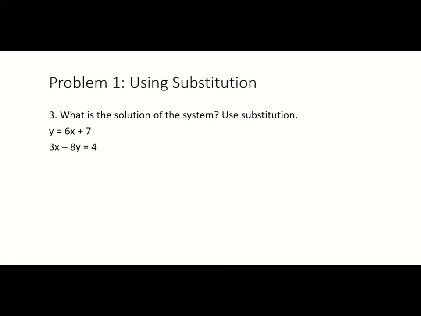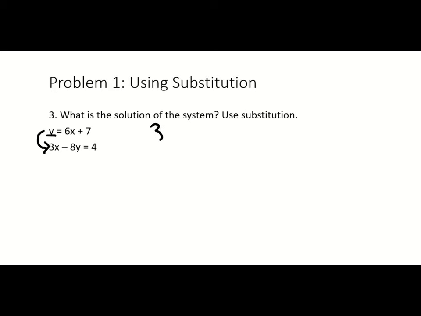Our third example, what is the solution of the system? Use substitution. This time our equations are y equals 6x plus 7 and 3x minus 8y equals 4. So again, for substitution to work, one of the variables has to be solved for itself. In this case, y in the first equation is by itself. So I'm going to plug it into the second equation.